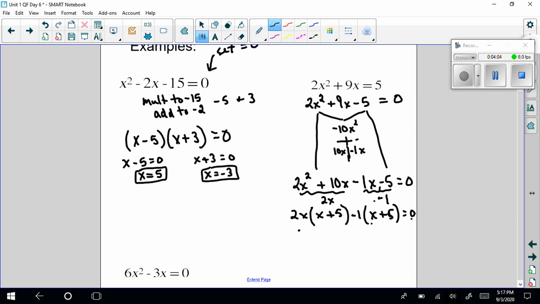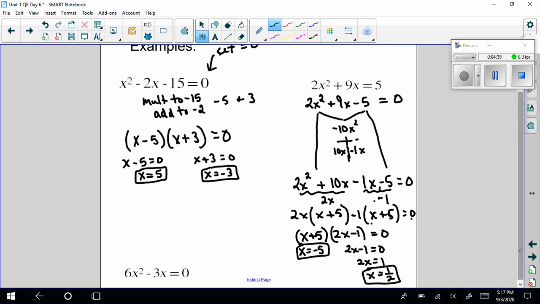So then if I finish my factoring, I have x plus 5 times 2x minus 1 equals 0. Set each of my factors equal to 0. This is an easy one. X has to be negative 5. And here, I have 2x minus 1 equals 0. 2x equals 1. X has to be 1/2. So two solutions.